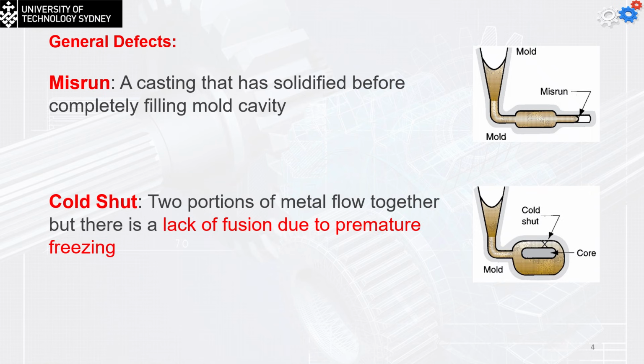The other one is going to be the cold shot, where two portions of the metal flow together, but there is a lack of fusion due to premature freezing. In a correct casting, these two ends should meet and then fuse, but they solidify here, so we are going to have a cavity. Okay, so that's the cold shot.